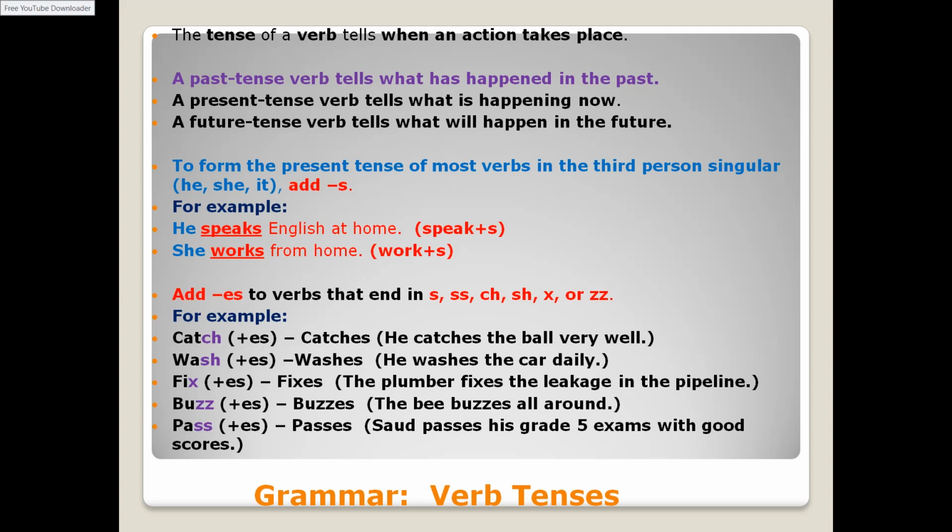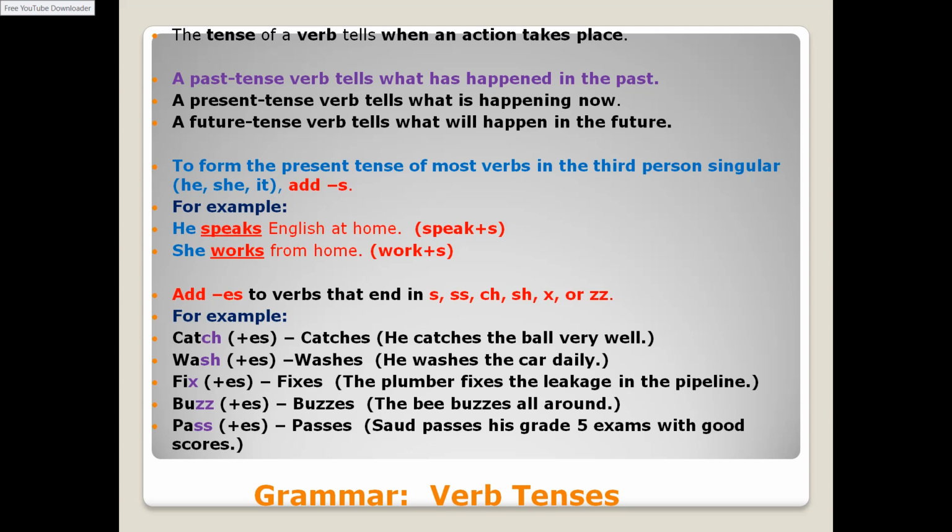In the word buzz, this verb ends with zz. We are going to make it a present tense verb by adding es to it. Now buzz has become buzzes in its present tense. Like in this sentence, the bee buzzes all around.